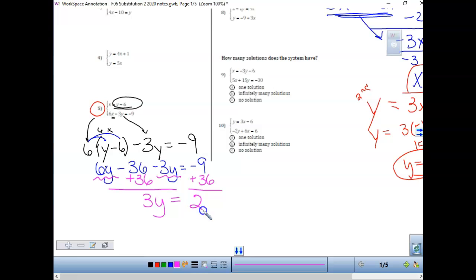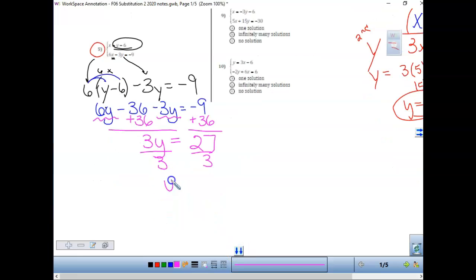Oh, this is working out nice, right? You're going to have no decimals. They come out pretty nice. My next step is to do what as I look at it, Carter? 3y equals 27. I'm solving. Divide by 3. The only problem at this point is I've only found y equals 9.